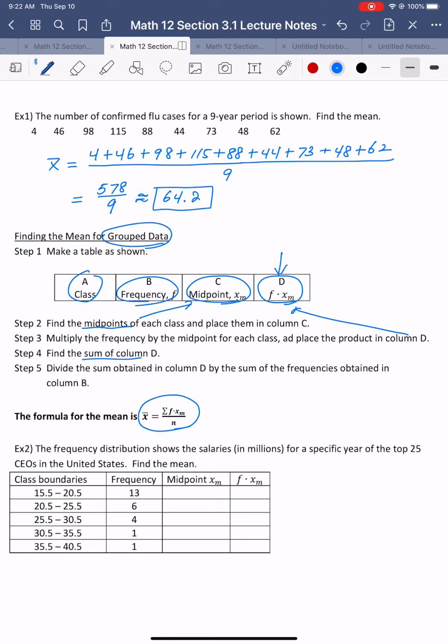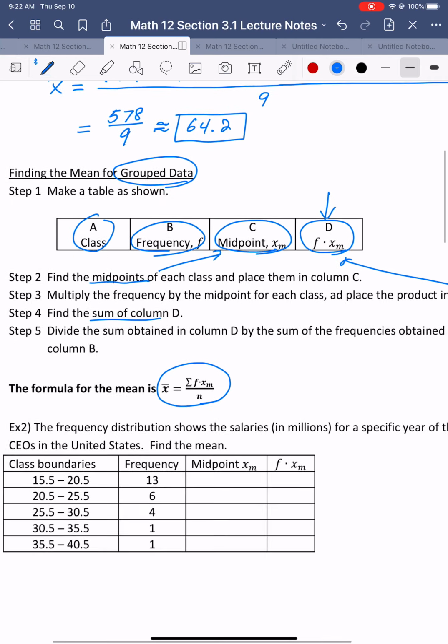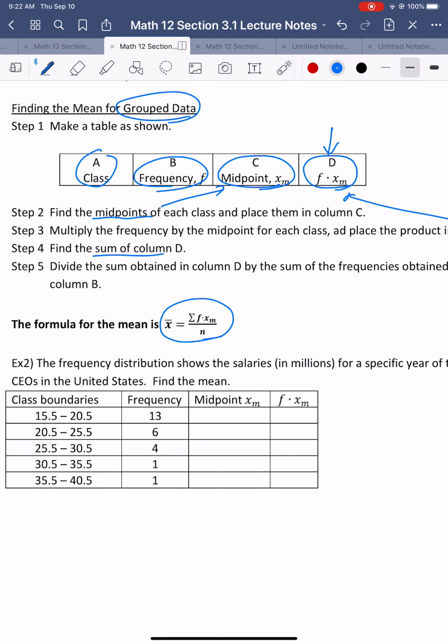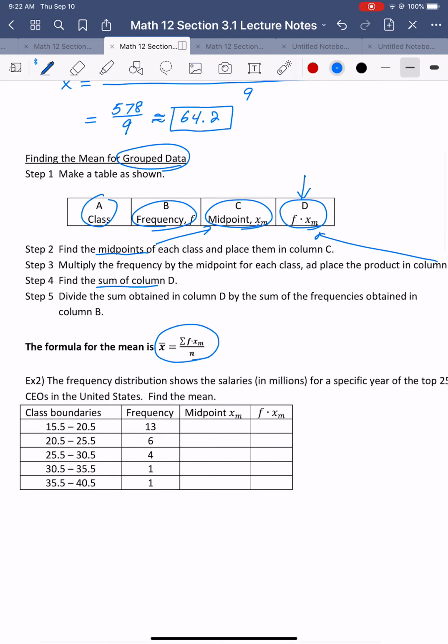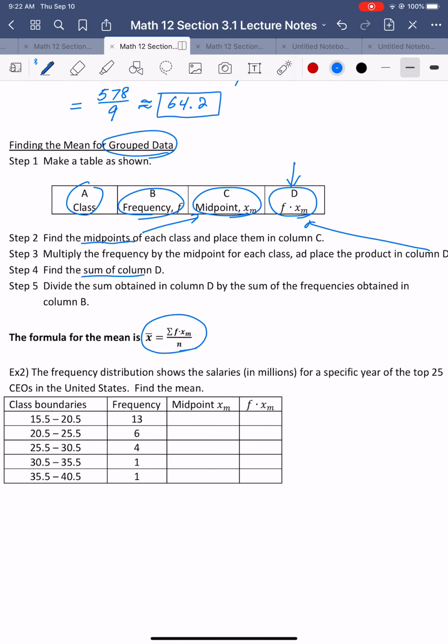Okay, let's do example 2. The frequency distribution shows the salaries in millions for a specific year of the top 25 CEOs in the United States. Find the mean. In order to find the midpoint, you can use the class limits or class boundaries. Since we have class boundaries, for the first class we add 15.5 and 20.5 and then divide by 2.